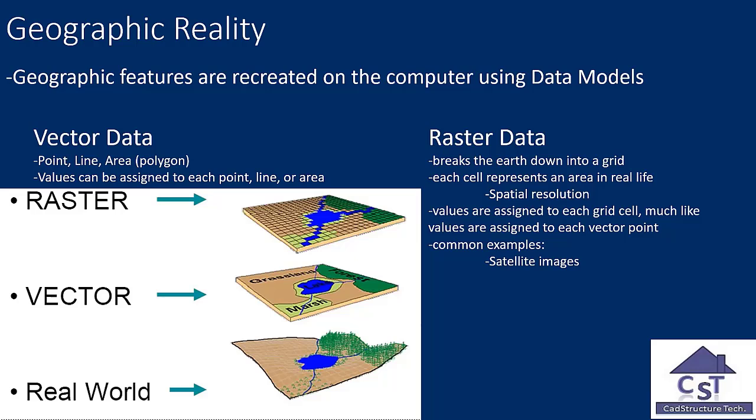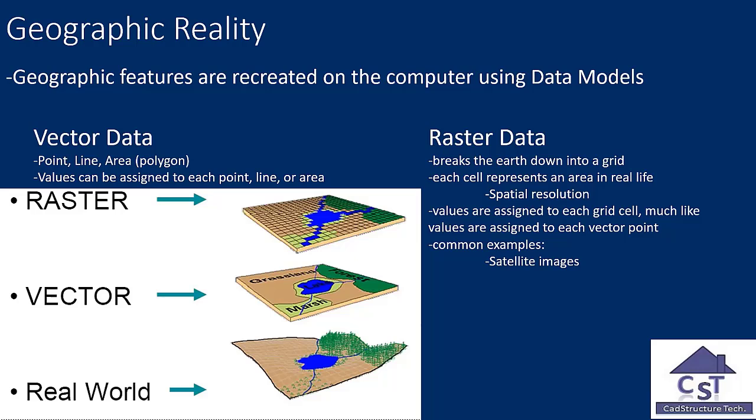So in GIS we have vector and then we have raster data. Now the vector is divided into point, line, and polygon. These are the three major layers for vectors in GIS.